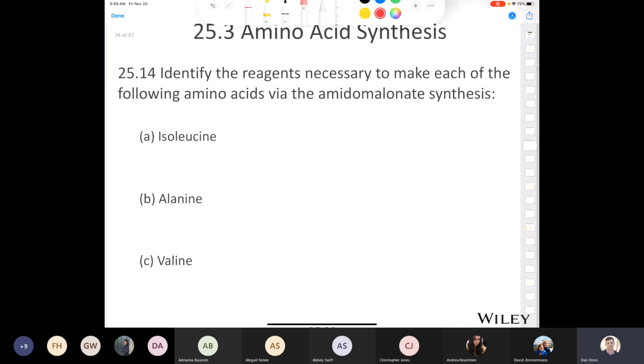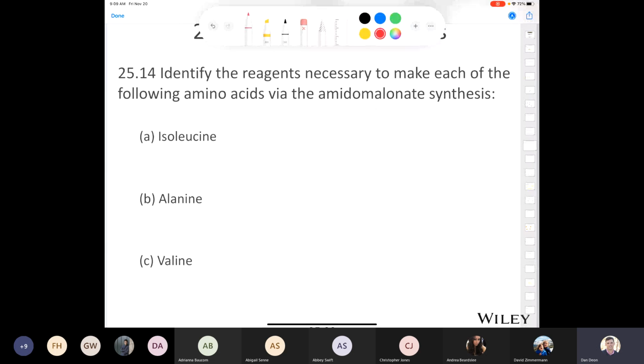It says here, if we wanted to use the amidomalonate synthesis, for which we have this starting material, so we take the diethyl malonate, we add a nitrogen with an acetyl group on it like this, so this is going to be our starting material. Okay, how would we make the following amino acids starting with this compound?